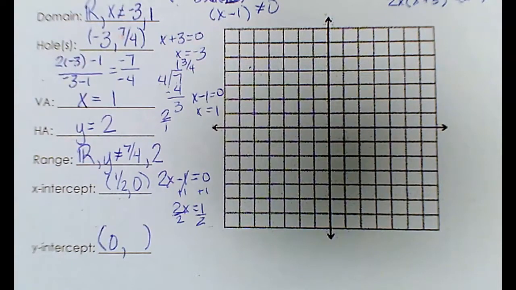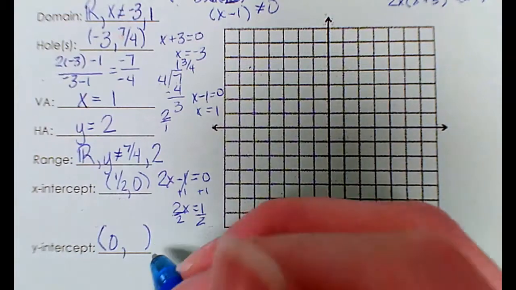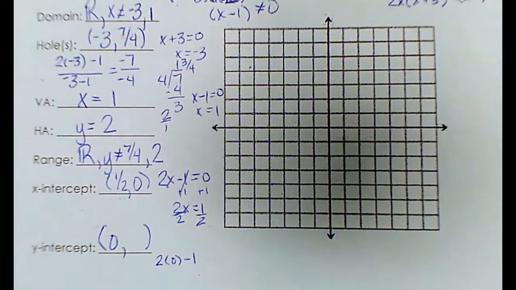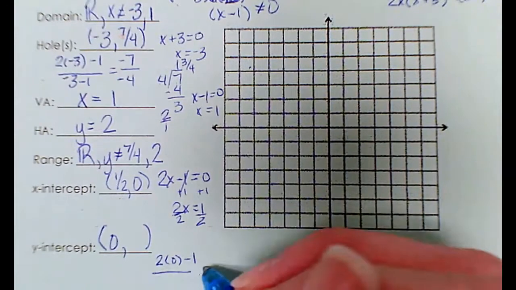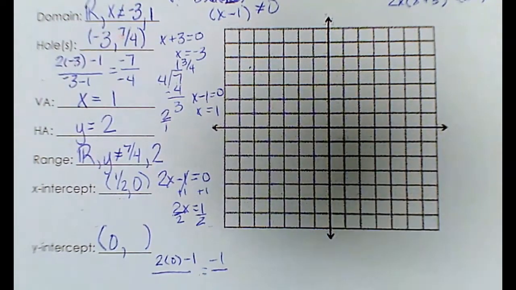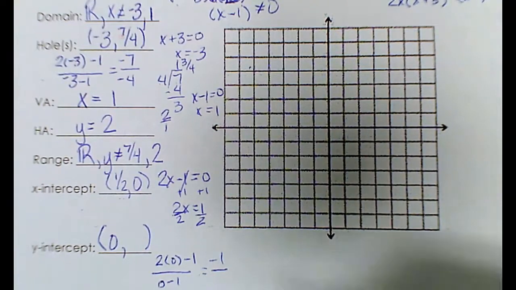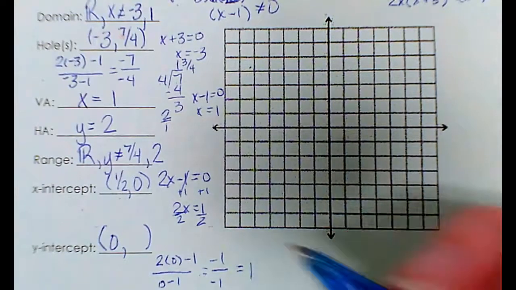So instead of 2x minus 1, I'm going to have 2 times 0 minus 1. What is 2 times 0 minus 1? -1. So that's my numerator. And then in the denominator, instead of x minus 1, I have 0 minus 1, which is -1, which is really just 1.